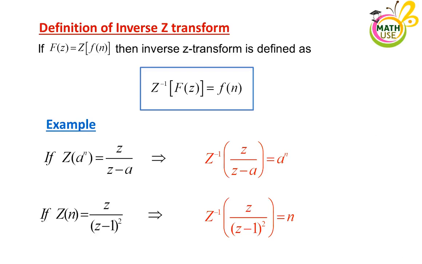In case the function is not in the standard form, then we have to apply a few concepts like the partial fractions method, convolution theorem method, or Cauchy's residue method. There are many methods available to find the inverse Z transform of the given function. If the given function is in the standard form, we can just apply the standard formulas and find the inverse Z transform. Right.